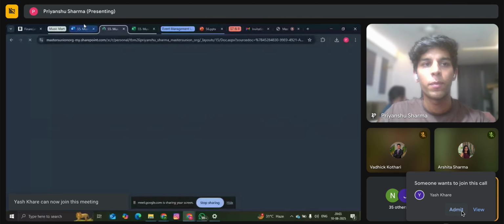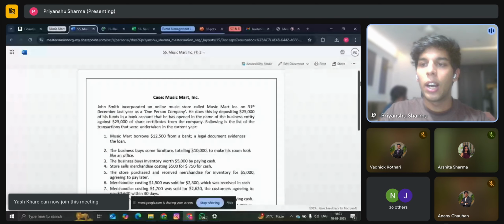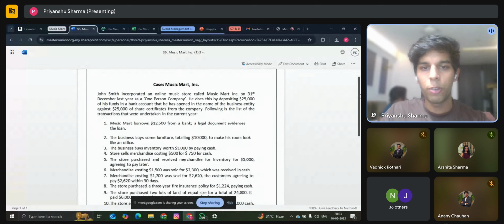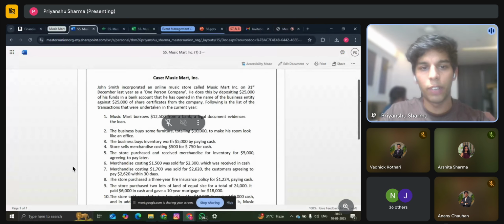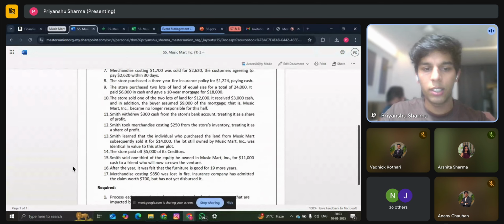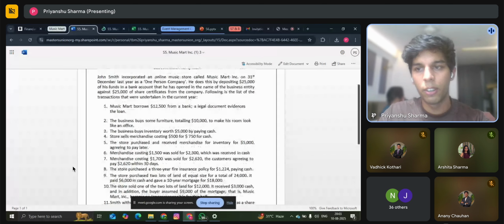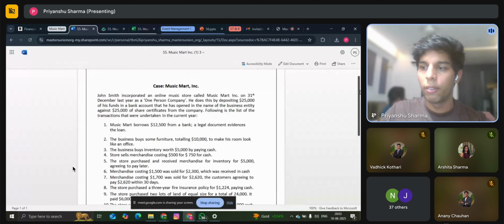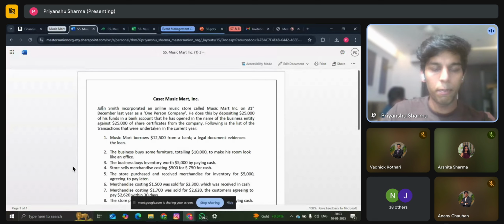Perfect. So Ananya would have shared the Music Mart case on the group first. If you all want, we can go through that here as well. There are 17 different transactions that we have to plot through all of the three financial statements. I can take on one transaction at a time, and as soon as I'm done with the entry for that particular transaction, you can put up your doubts or queries if you have any.